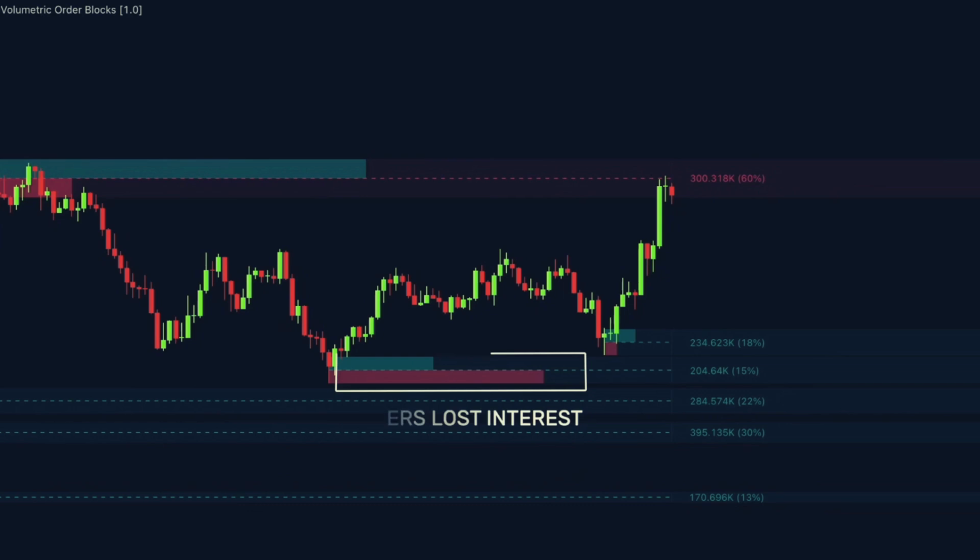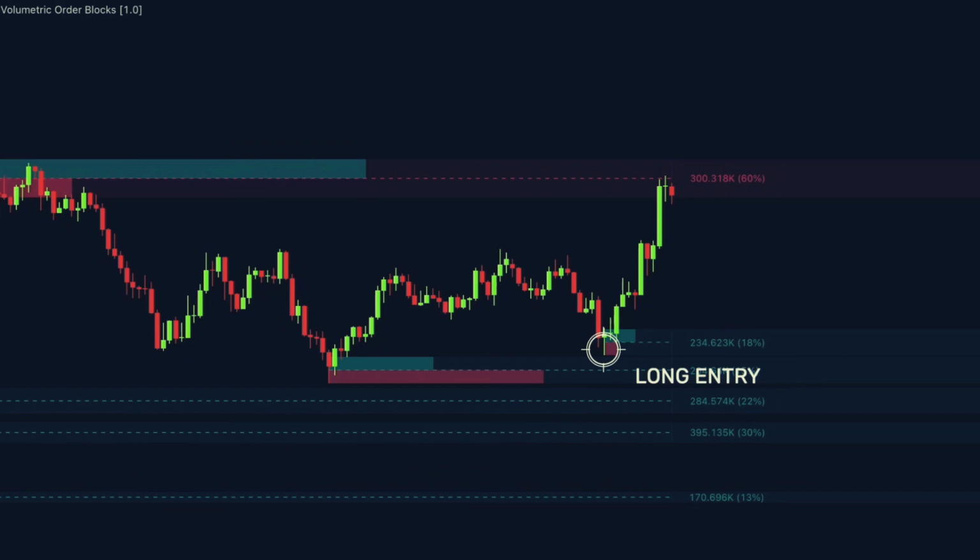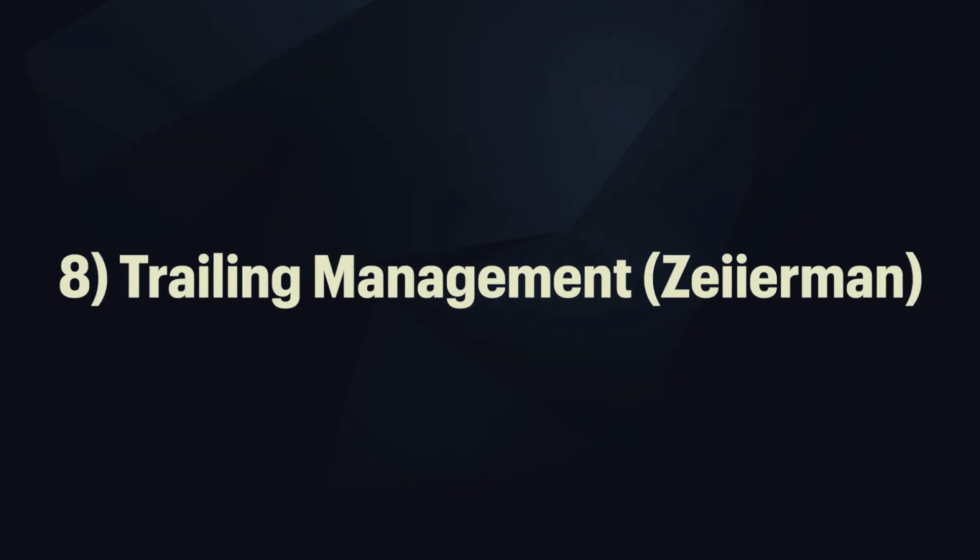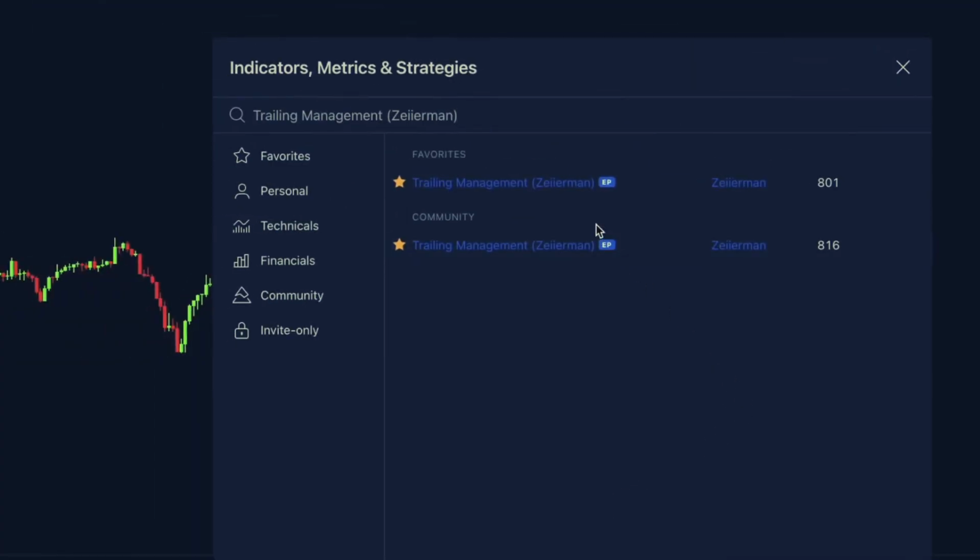As we see in the next example, stronger order blocks will have a higher chance of holding better and giving stronger rejection. Thanks to this, we can avoid weak order blocks and eliminate potential losses. On the 8th place, I included a powerful money management indicator called Trailing Management by Zeiierman.